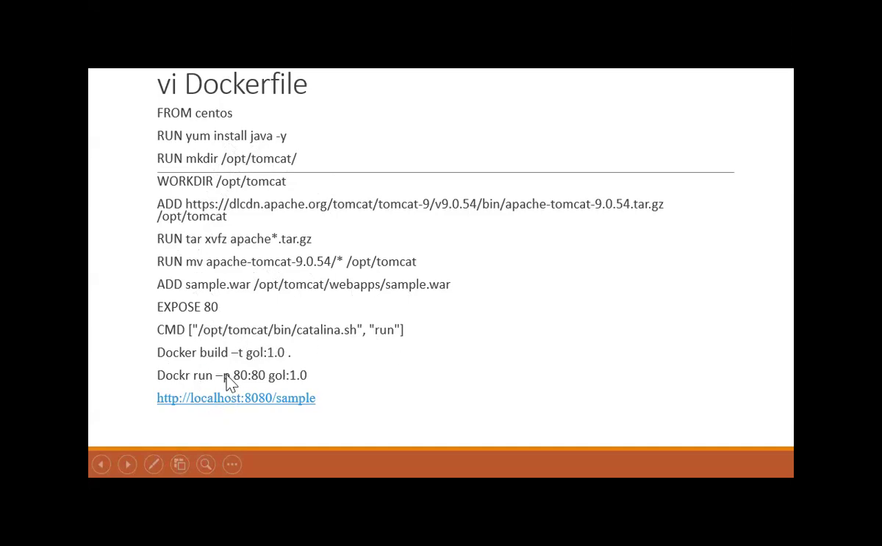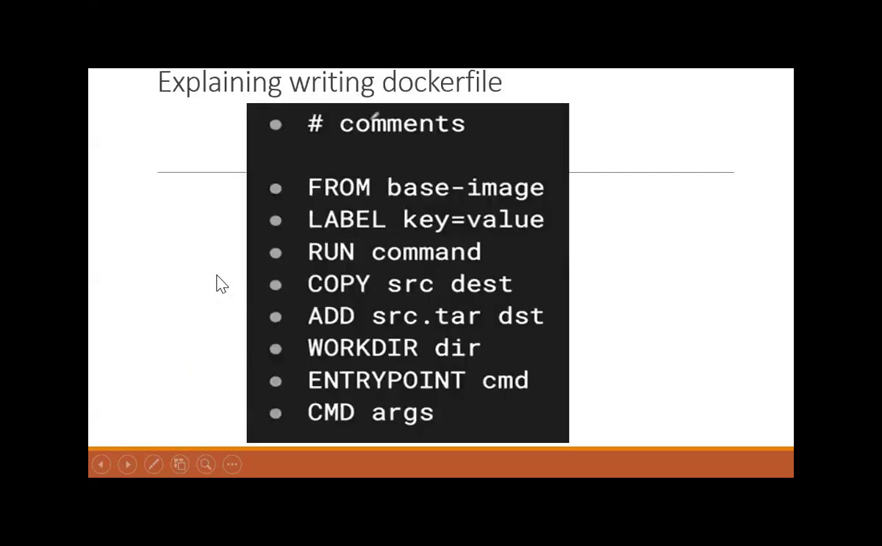Okay, this application will execute, right? docker run -p 8080, something like that, where you can see it at localhost:8080/sample. So you see, it's very simple. We can create the Dockerfile. From the Dockerfile, we can create the Docker image. From the Docker image, we can run the Docker container. I will show you that.